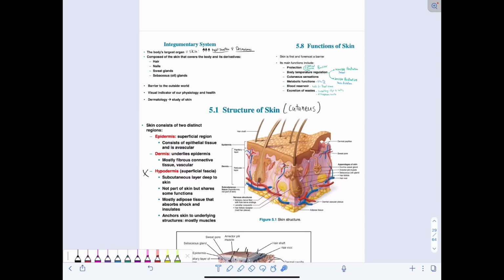Understand that the integumentary system provides a barrier to the outside world. We're talking about barrier, like it protects you from the outside, right? That's in the sense of physical, chemical, and biological barrier. And yes, doctors could use this as a visual indicator of your health. And dermatology, dermo means skin, and dermatology in general makes a lot of money.